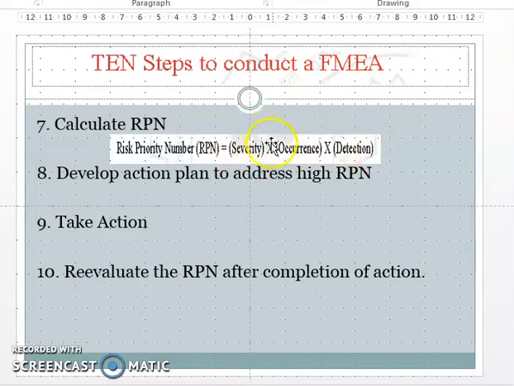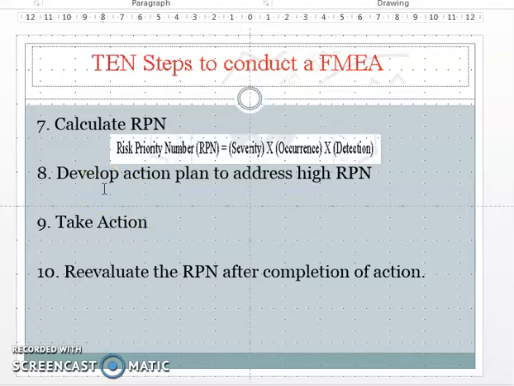What you have calculated in step number 4, step number 5, step number 6, you have to multiply, and you get a number. That number is called the risk priority number. In the 8th step, you have to develop a plan to address a high RPN.